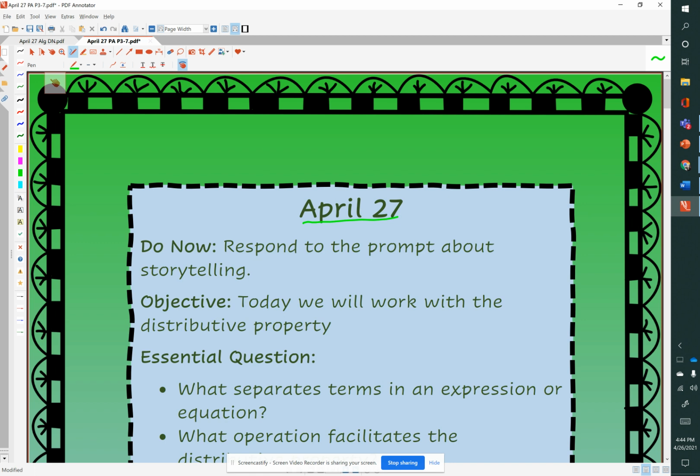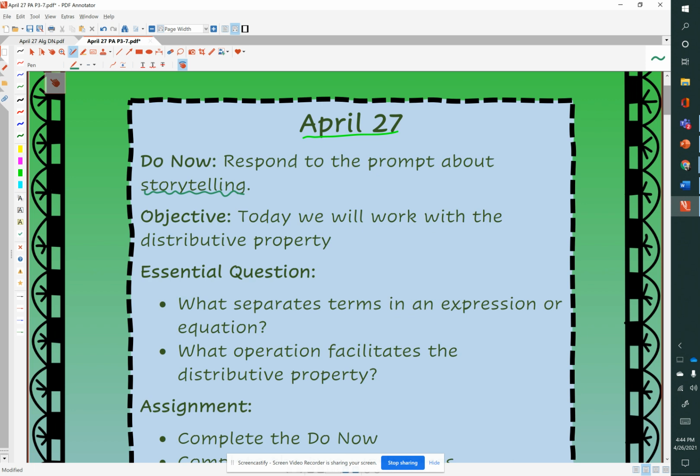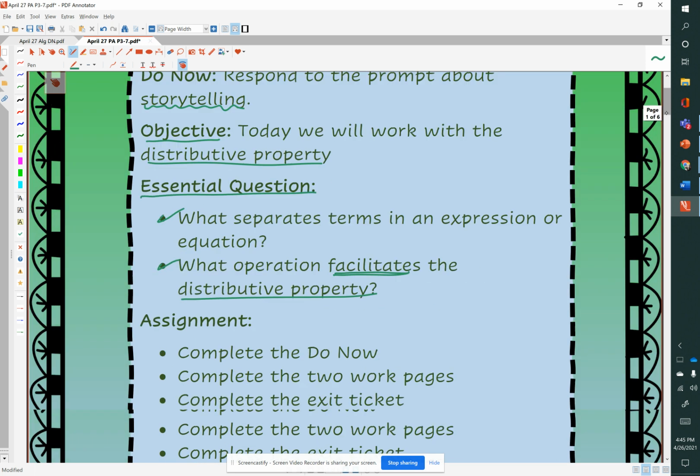Today's April 27th, and we're going to start by responding to the Do Now prompt about storytelling. Kind of a fun prompt today. Sorry about the buzz. Today we will work with the distributive property. That is our objective. So our essential questions are: what separates terms in an expression or equation? That's always a good thing to be reminded of. And what operation facilitates or makes possible, I hope that's a new word for you, the distributive property.